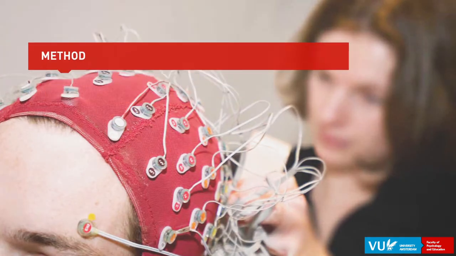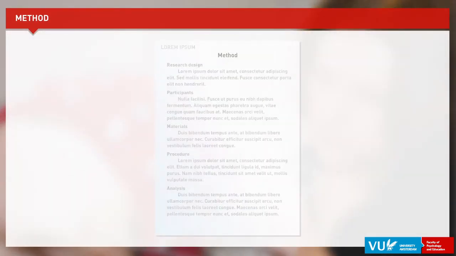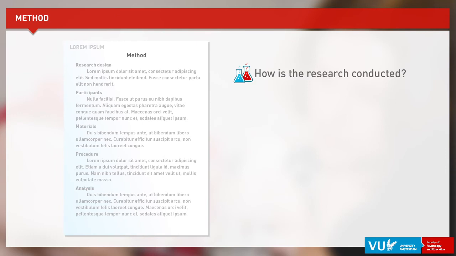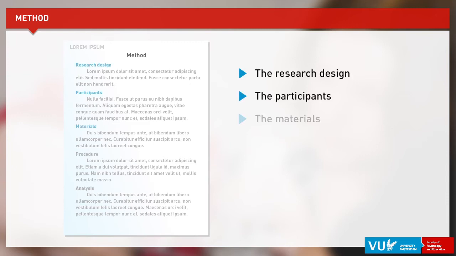Method. In the method, you explain how the research is performed. This must be in such detail that the reader could conduct the research again. The method should be written in the past tense, as this process has already been executed. This description consists of the research design, the participants, the materials, the procedure.